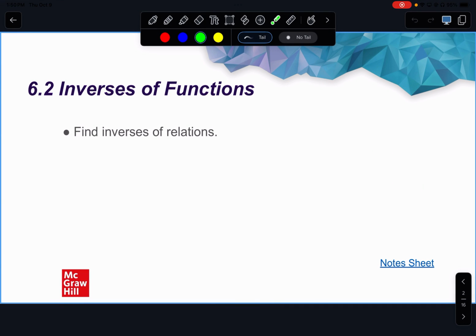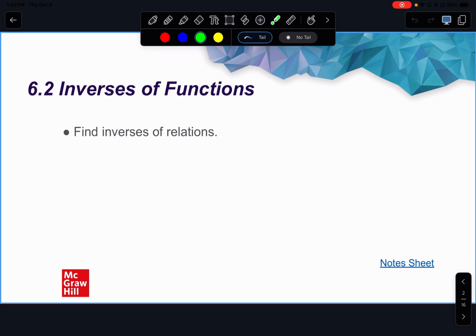Okay, today we're working with inverses. We're going to spend a good chunk of time here talking about and really defining what an inverse is. When I say an inverse operation, what is an inverse operation to addition? Subtraction. What's the inverse operation to multiplication? Division, right? Those are inverses.